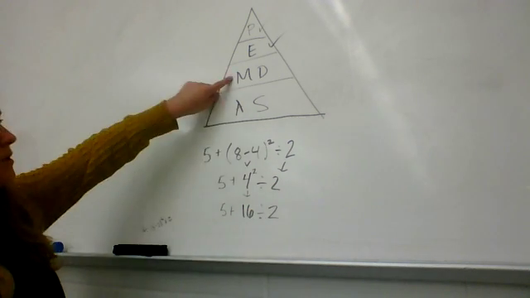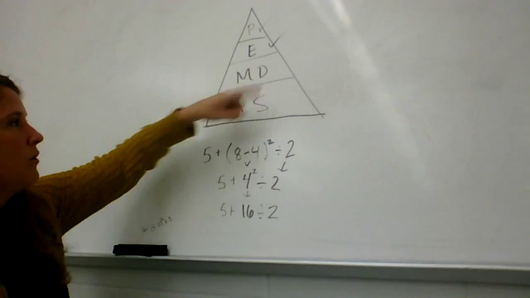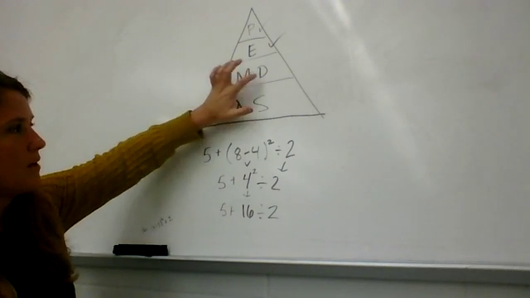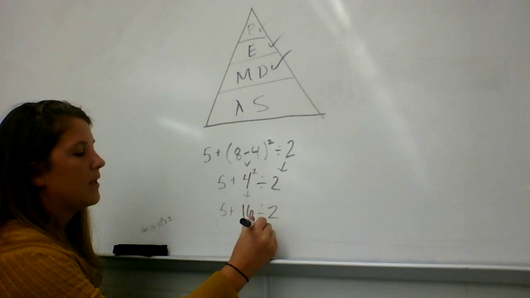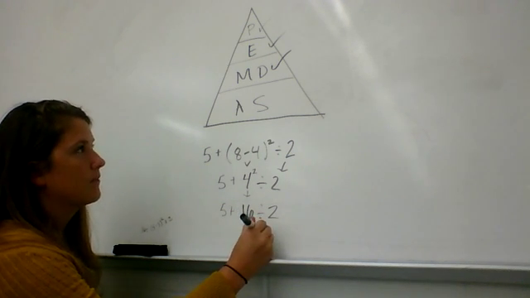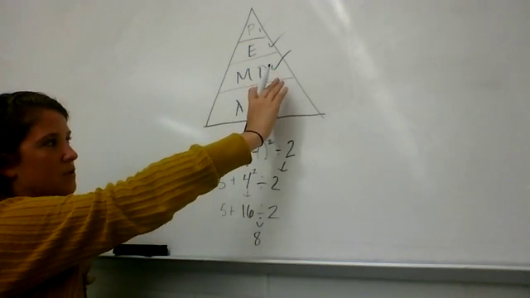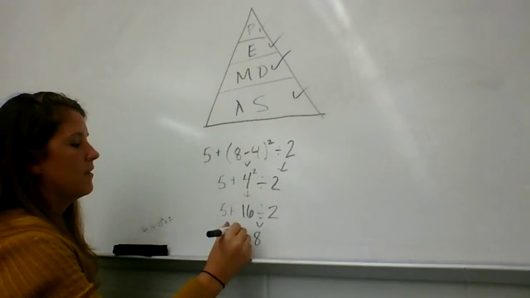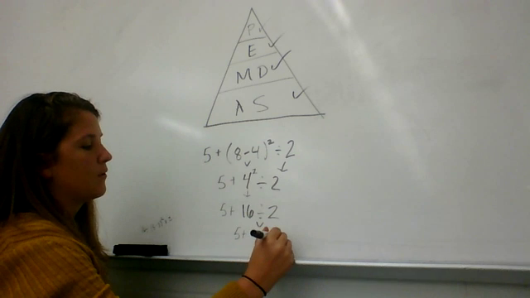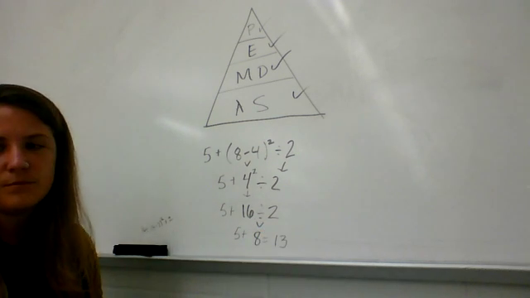Next, I look at multiplication and division. They're at the same level. Do I see multiplication? No. Do I see division? Yes. So I will do that next. 16 divided by 2 is 8. I have no other multiplication or division, so I can move to the next step, addition, subtraction. I see addition. 5 plus 8 equals 13.